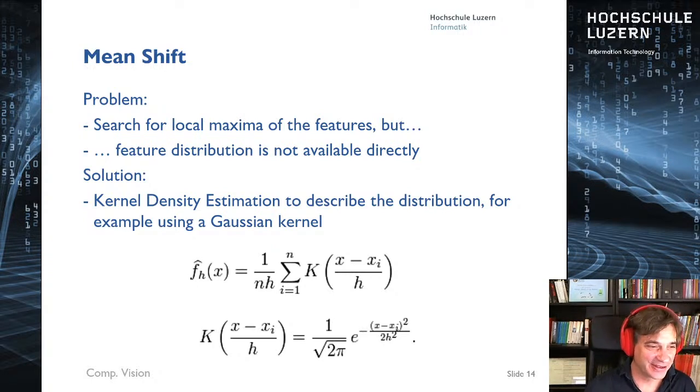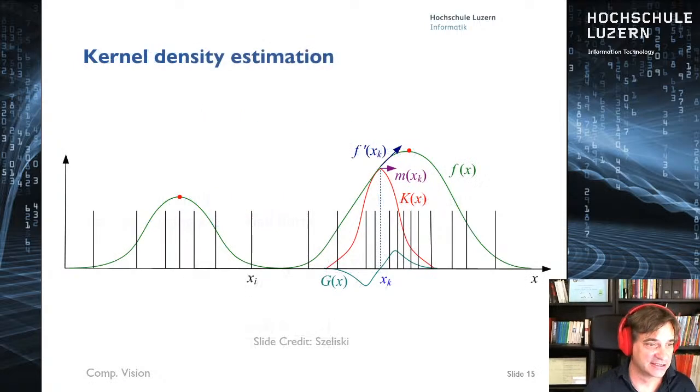What it means is you approximate a function by replacing each sample point with a so-called kernel function. And as a kernel function, you could, for example, take this here. And what is this? This is a Gaussian function, a Gaussian kernel. So you have replaced your samples with a sum of Gaussian values. The idea behind this is like that.